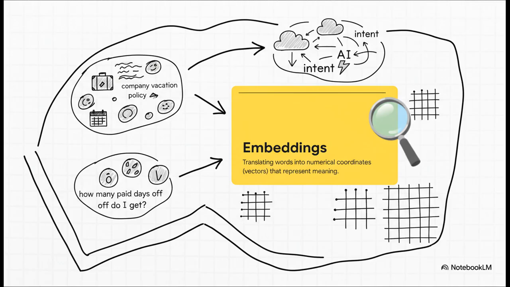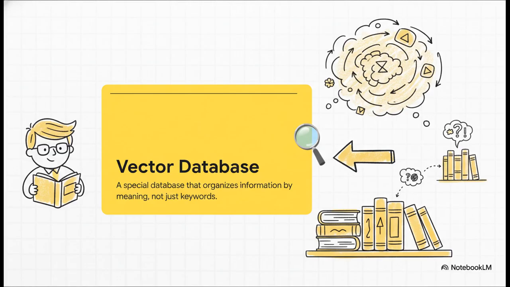Imagine a giant 3D map of ideas, where concepts with similar meanings are plotted really close to each other. So on this map, the phrase "company vacation policy" would be located right next to "how much paid time off do I get," even though they don't share many of the same words. This is how the AI understands your intent, not just your keywords. And where do we keep this incredible map of meaning?